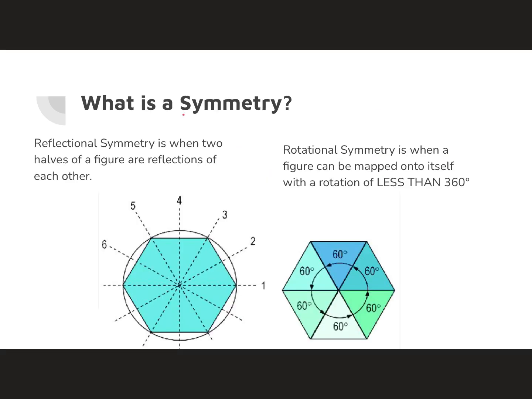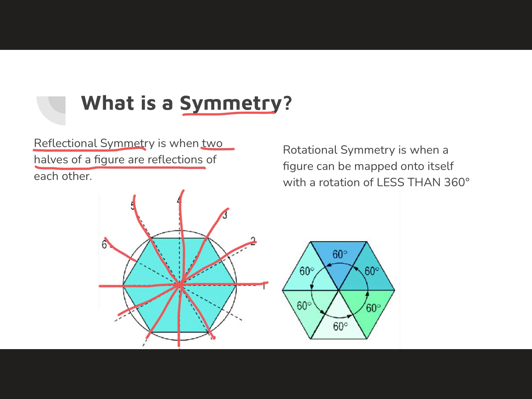So what is symmetry? There are 2 types of symmetry. So there is reflectional symmetry, which is when the 2 halves of a figure are reflections of each other. So you'll see here we could do a line here to show our reflectional symmetry, or here. You see all these lines of reflectional symmetry. So this one all uses reflections.